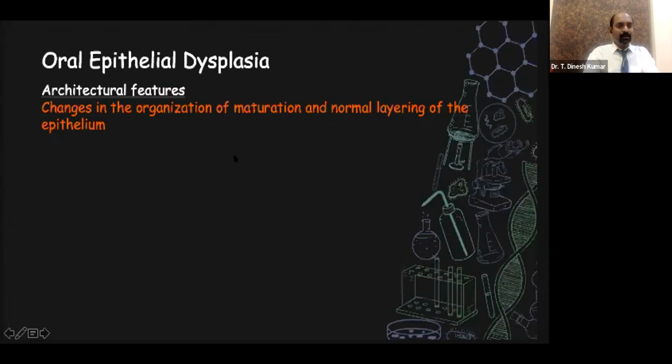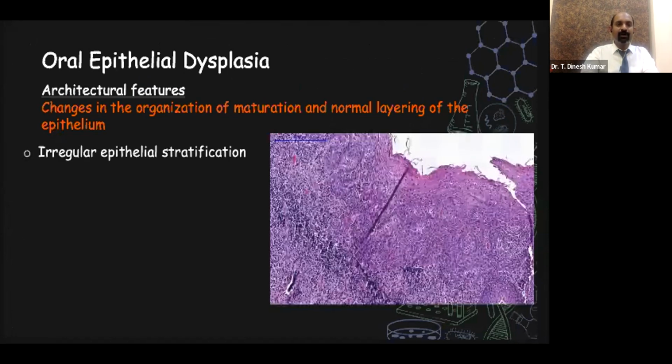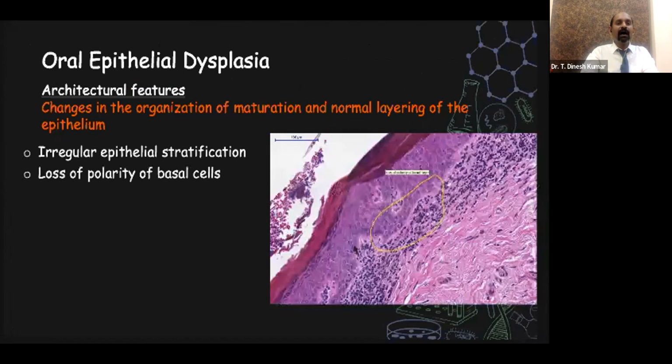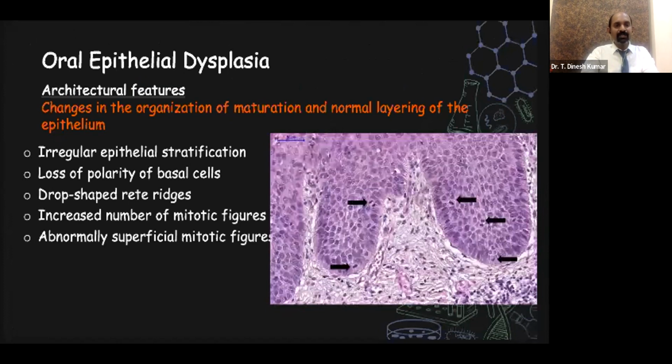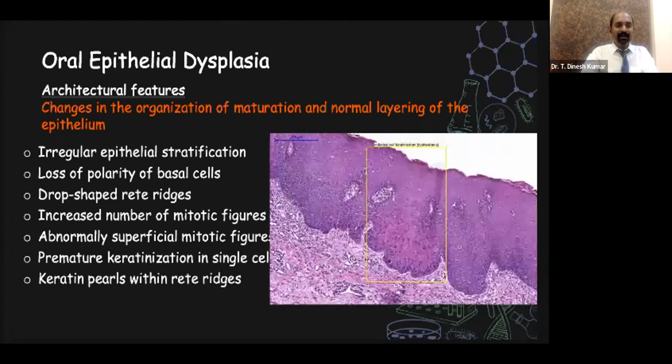Okay, so now coming to oral epithelial dysplasia, the architectural and the cytological findings, I'm not going into details of that because all these are pink and blue, which I think will be very difficult for you to appreciate. So these are a few architectural changes that are seen in dysplasia: loss of epithelial stratification, loss of polarity of the basal cells, drop-shaped rete ridges, an increased number of mitotic figures and abnormal mitotic figures as well, and premature keratinization happening in a single cell.